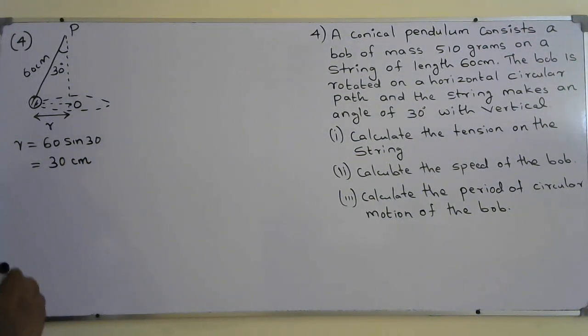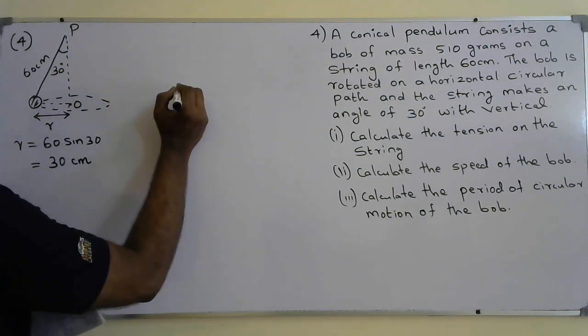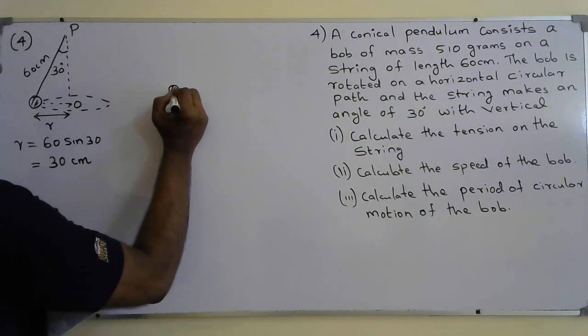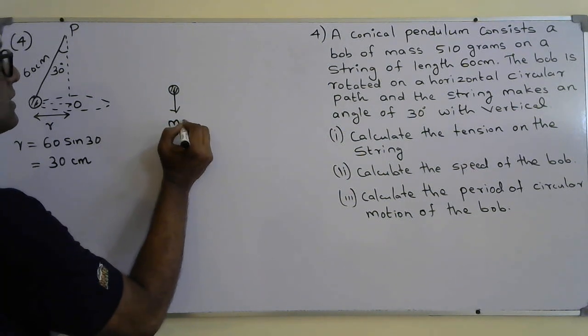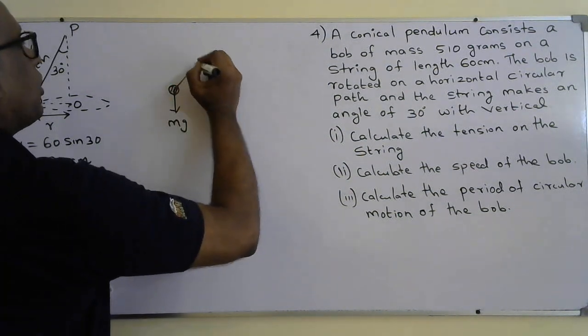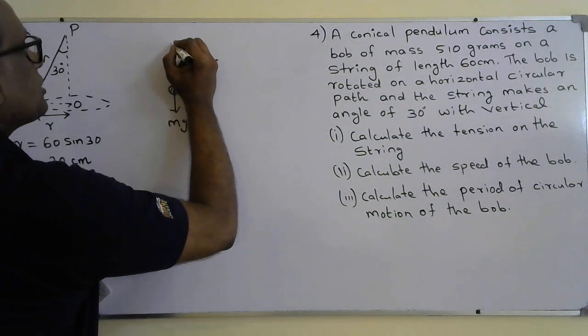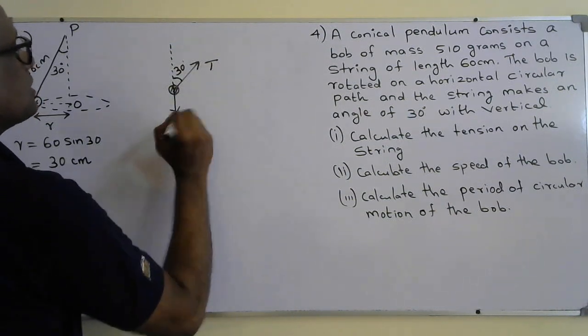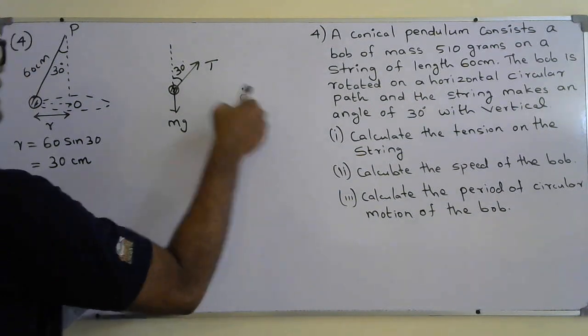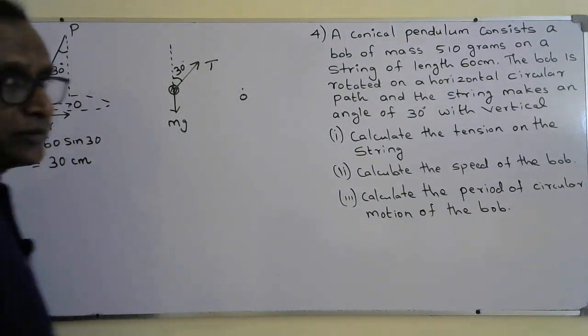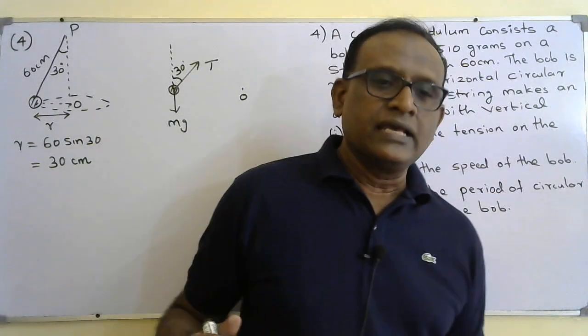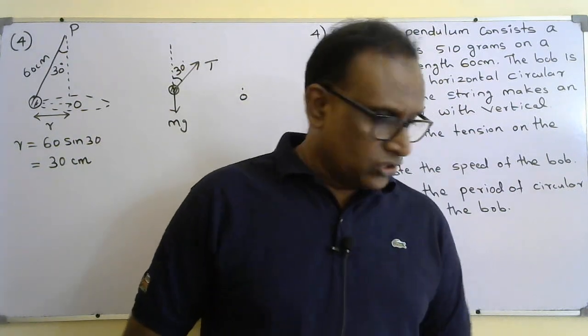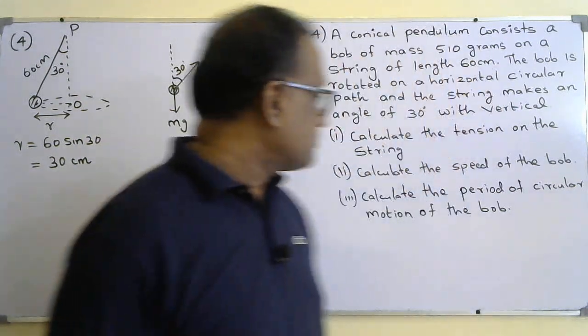Okay, so we should draw a free body force diagram for the bob also. In the free body force diagram, weight will act vertically downwards. The tension will act along the string, in this direction, so it makes an angle of 30 degrees with the vertical. Center is somewhere here, O is the center. Normally in a free body force diagram we don't mark the center, but just for convenience I mark the center also.